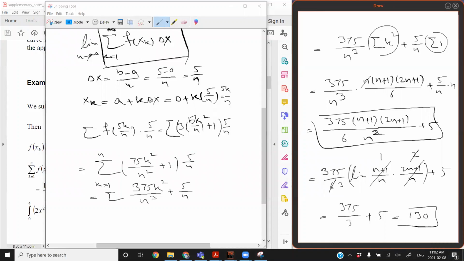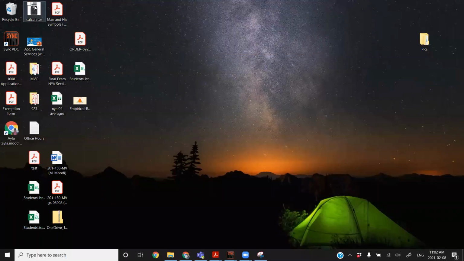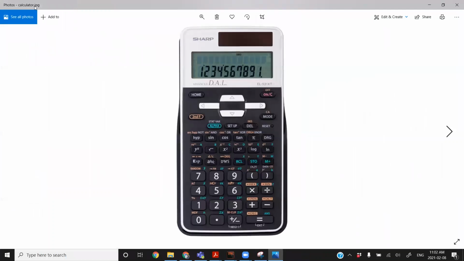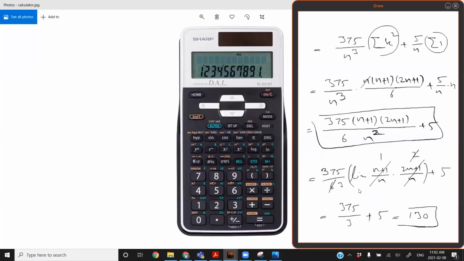Do you know how to do a sum of some fractions using this calculator? You're going to use this button here. So this is for the fraction bar. So for example, if you want to do something like this calculation that I just did, you would do 375 over, using this button, 3 and then plus 5 gives you the answer. Yes, questions?